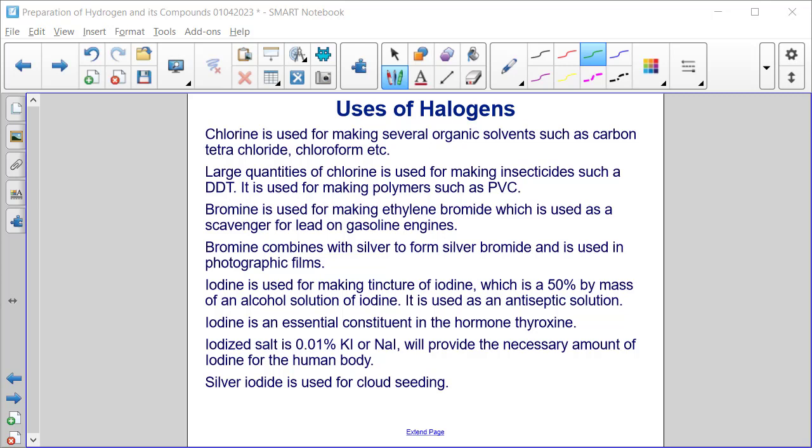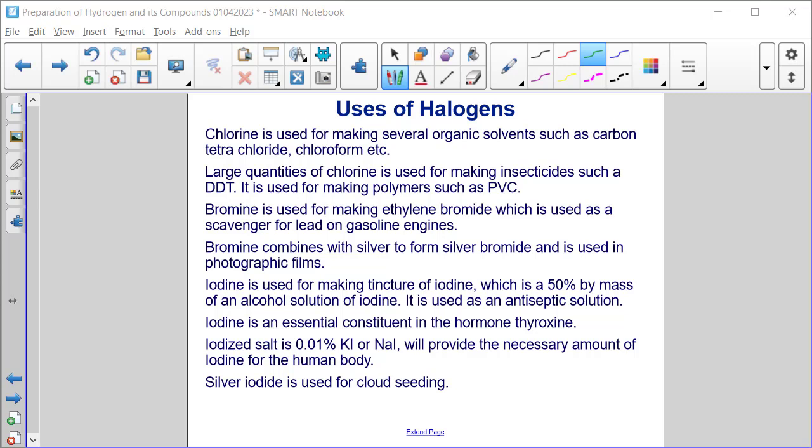Chlorine is used for making several organic solvents, such as carbon tetrachloride, chloroform, etc. Large quantities of chlorine are used for making insecticides, such as DDT. It is used for making polymers, such as PVC. Bromine is used for making ethylene bromide, which is used as a scavenger for lead in gasoline engines. Bromine combines with silver to form silver bromide and is used in photographic films.